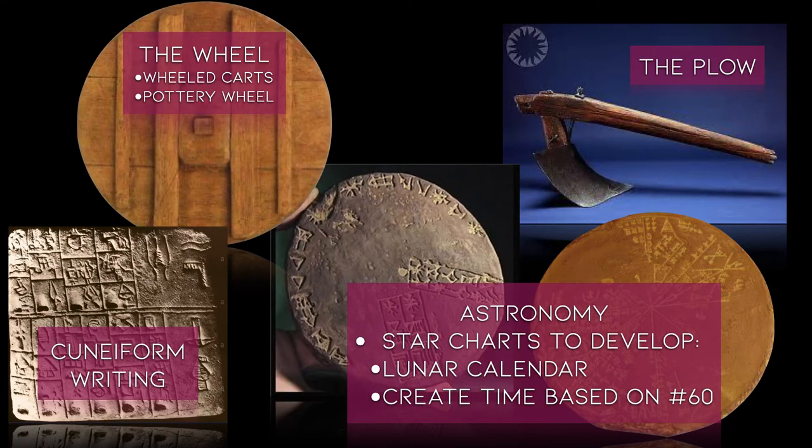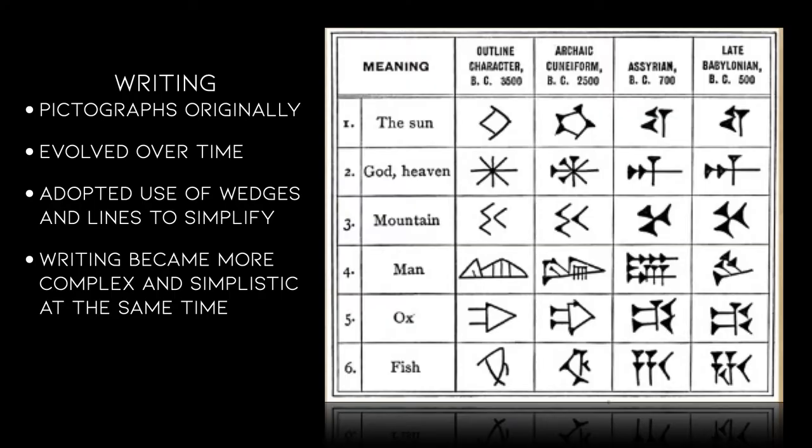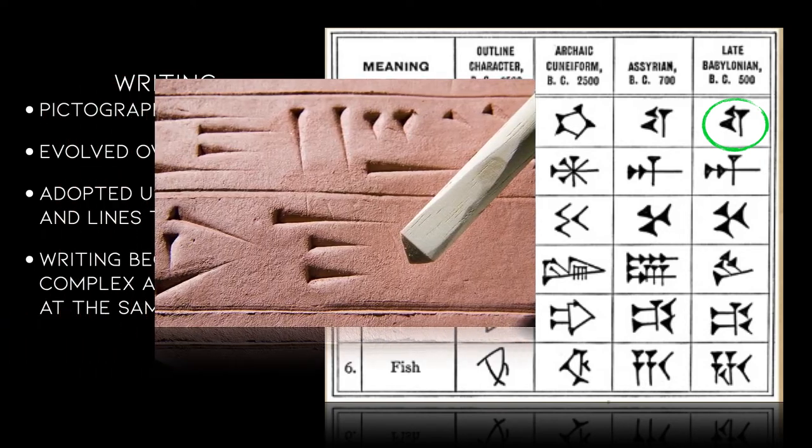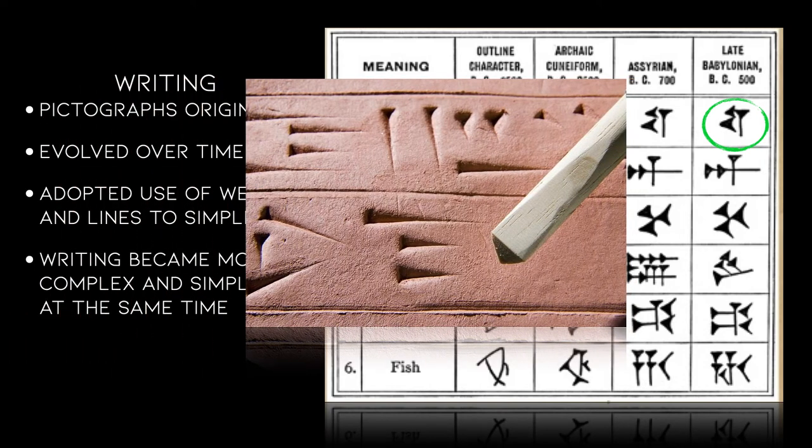Some other things that the Sumerians were responsible for, we sort of already mentioned: the wheeled carts, cuneiform writing, astronomy, lunar calendar, the plow. And here's the development of their writing. It started off with this shape here, the sun, for example. It eventually developed into this shape, and then began to be simplified into that shape, and eventually this became the late Babylonian cuneiform symbol for the sun. And again, they just used these reed styluses to make wedges and lines to create words and symbols.